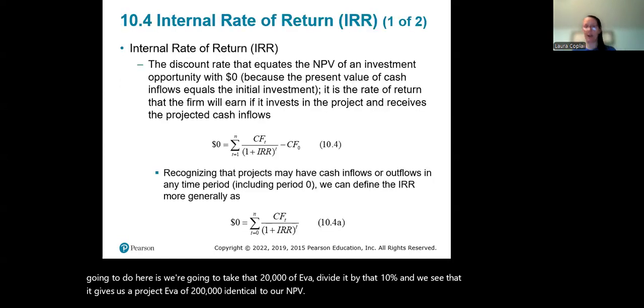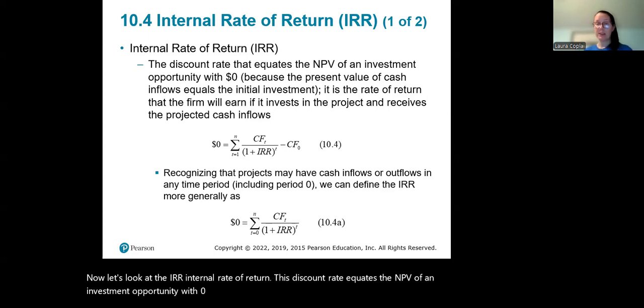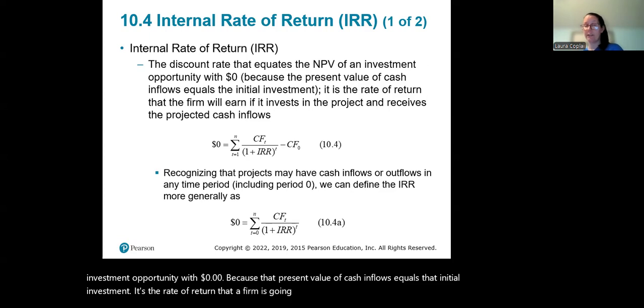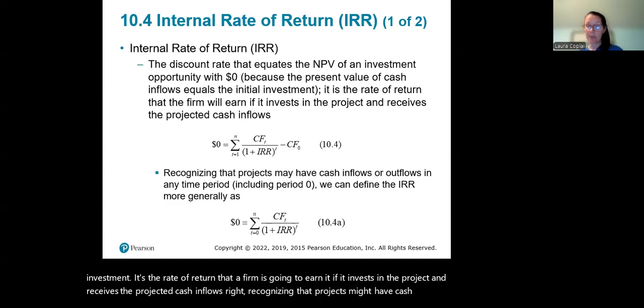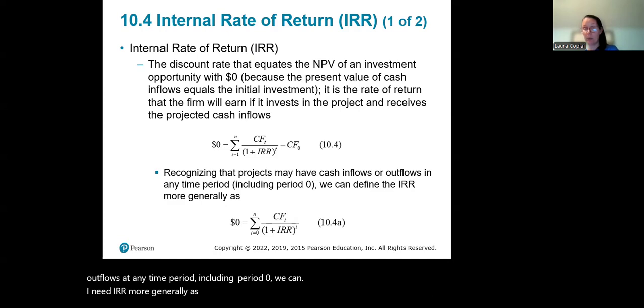Now let's look at the IRR, our internal rate of return. This discount rate equates the NPV of an investment opportunity with $0 because the present value of cash inflows equals that initial investment. It's the rate of return that a firm's going to earn if it invests in the project and receives the projected cash inflows, right? Recognizing that projects might have cash inflows or outflows at any time period, including period 0, we can define the IRR more generally as this equation here in 10.4a.